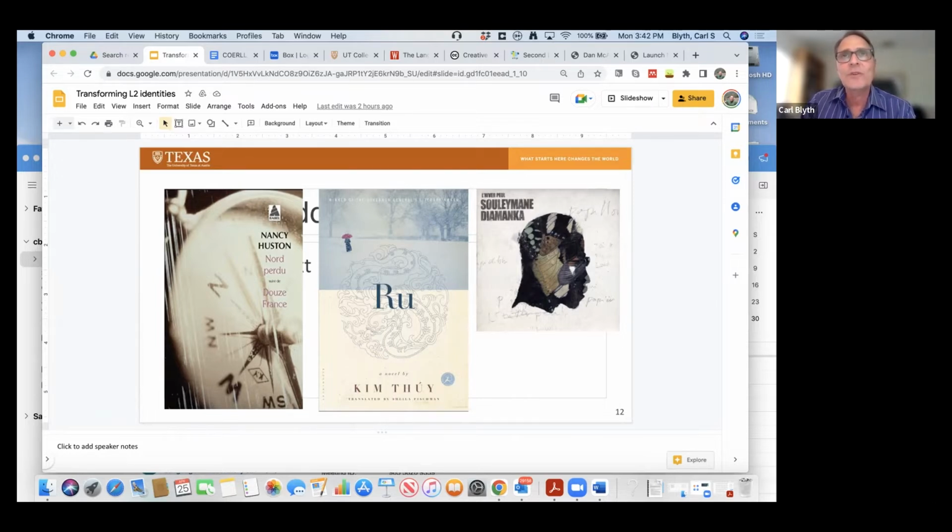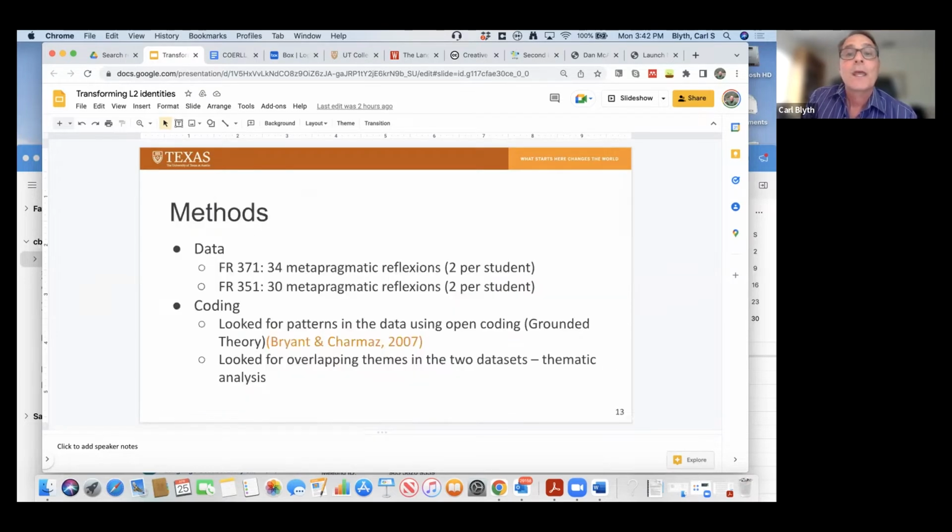It's almost like poetry in prose, I would say. Suleiman Diamanka is a slam poet. He is, my students absolutely loved him. He is a Senegalese-born, but grew up in Bordeaux. His family moved to France when he was 2 years old. So he's bilingual in French and Pulaar, one of the languages spoken in Senegal. So just to give you a little bit of the kind of input that they were receiving.